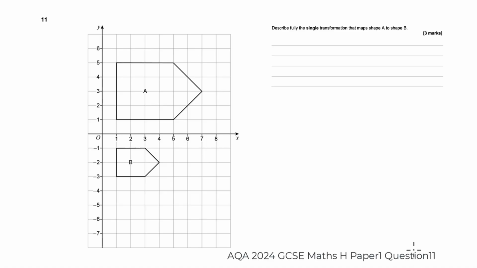So here we have question 11, and we're given a diagram with a couple of shapes, and we have to describe fully the single transformation that maps shape A, that's the larger shape, onto the smaller shape. So the word they're looking for here is enlargement.